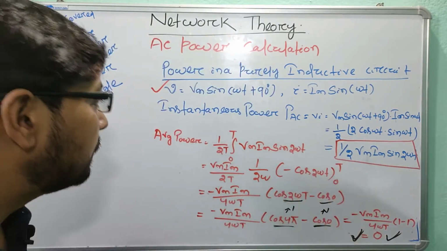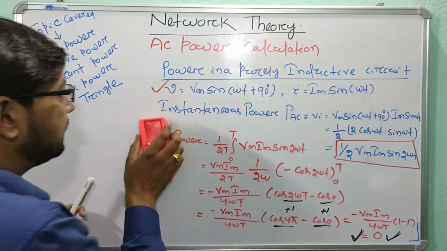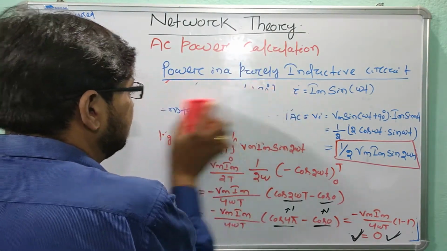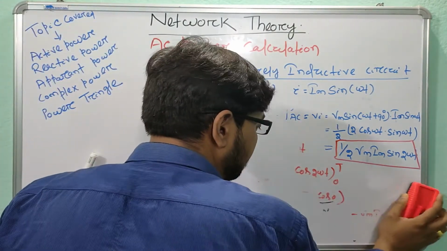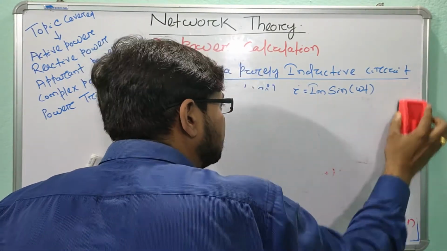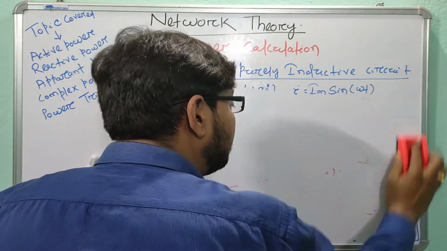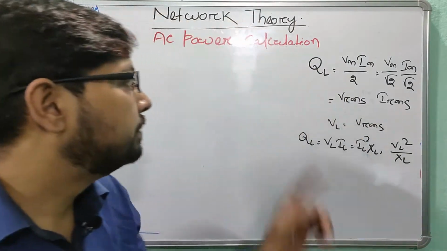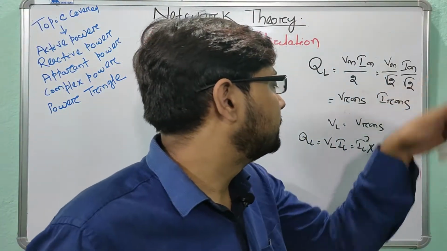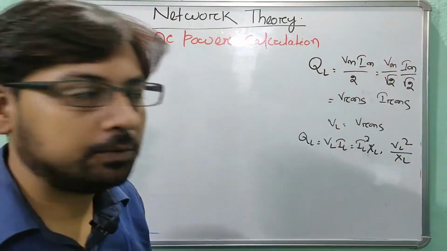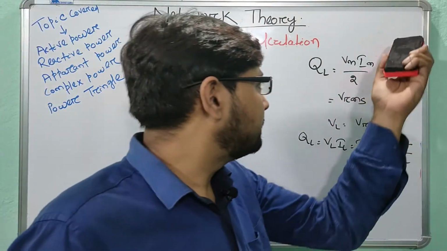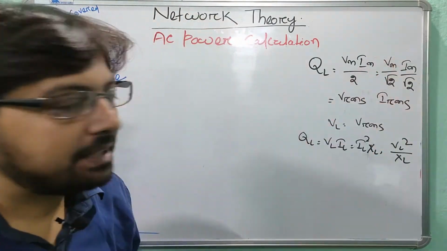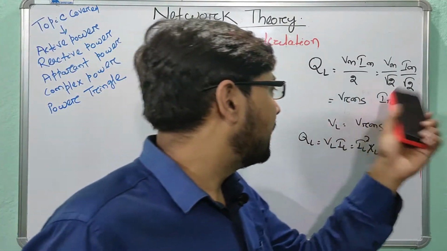Now we will discuss what is reactive power. So this is one of the powers, that is active power, instantaneous power and active power. Now what is reactive power? The power supplied to a reactance, reactive power QL is equal to Vm Im by 2, that is equal to Vm by root 2 and Im by root 2. Now what is Vm by root 2 and Im by root 2? That is Vrms into Irms.